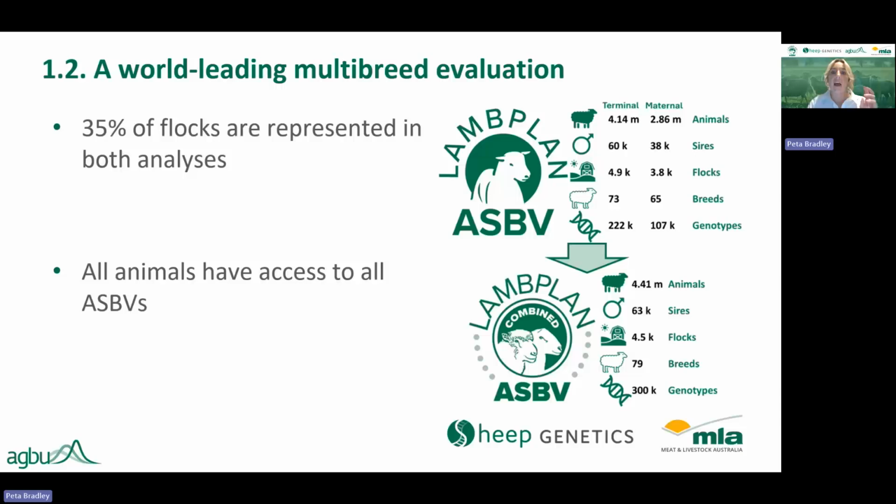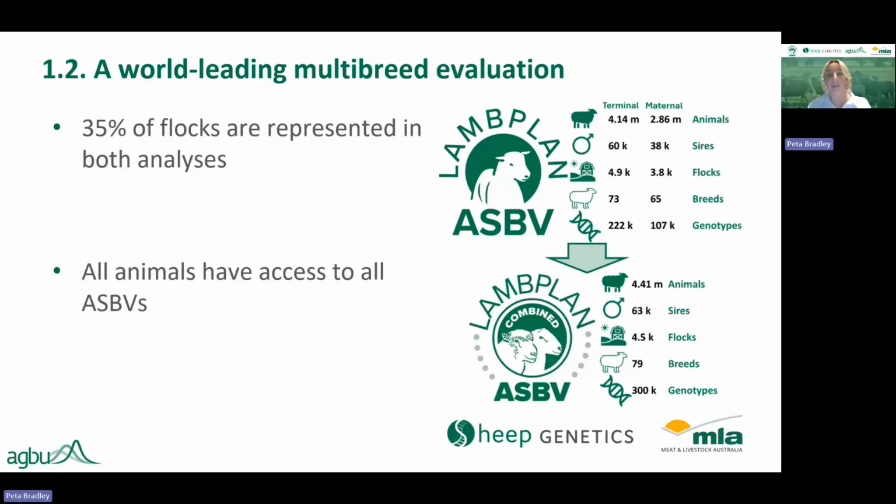Also, flock breeders that have different breeds running together in the same paddock or on the same site. And the other reason we're able to do it is our resource flock, where we've had these head-to-head comparisons through the MLA resource flock, but also the Sheep CRC information nucleus that has made this possible. So you can see there, we've already got 35% of flocks in common between the maternal and terminal analysis.